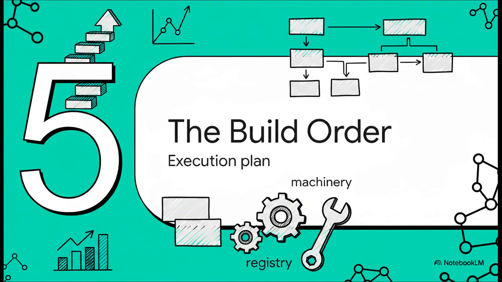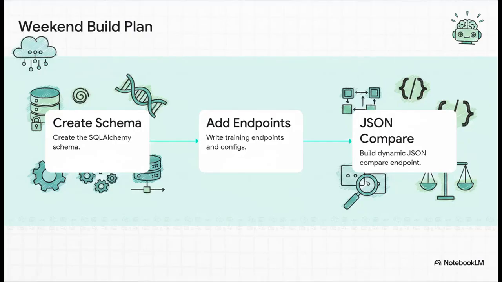Finally, Section 5, the build order. Let's look at the actual execution plan to get this done. Let's move to how this actually builds out. Here is your incredibly pragmatic 3-step end-to-end build order if you're starting from scratch. First, you just create the SQLAlchemy schema we walked through earlier. Second, write those training endpoints and implement those clever configuration merges. And third, build out that dynamic JSON compare endpoint so your UI can do its magic.